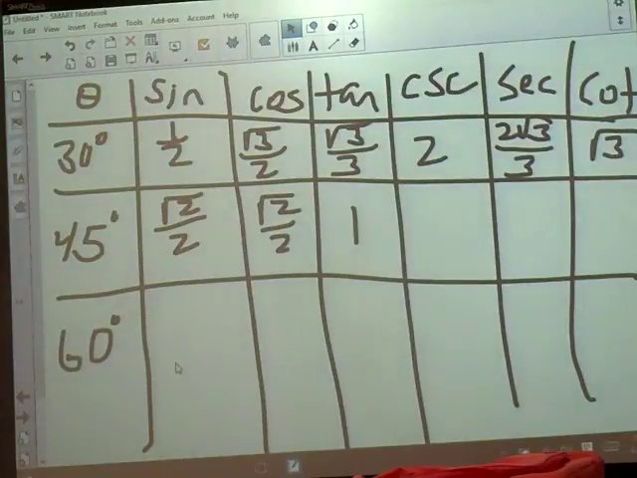Anyway, cosecant, when we take the reciprocal of square root of 2 over 2, you end up getting just the square root of 2. Secant, you also end up getting just the square root of 2. And then cotangent will be 1.